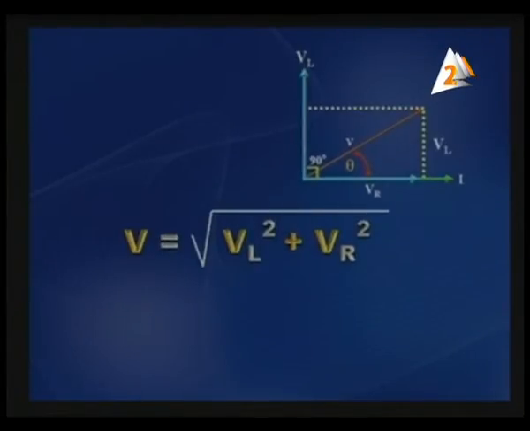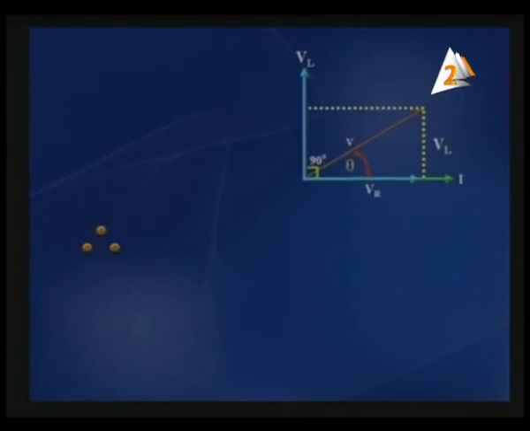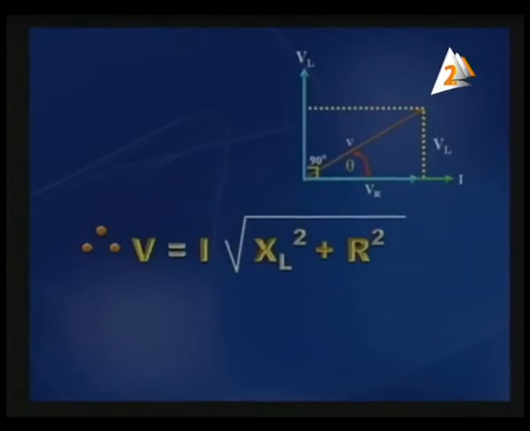So the total voltage is obtained by using Pythagoras. It is the square root of VL squared plus VR squared. Of course, VL equals I XL. So V squared equals I squared XL squared plus I squared R squared. So we can say V is equal to I times the square root of XL squared plus R squared.